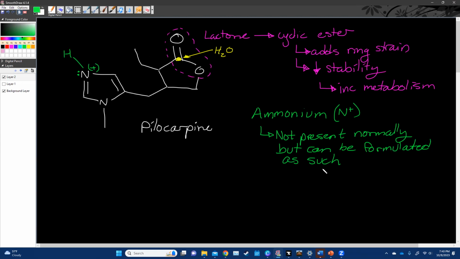So what this means is that if you had pilocarpine HCl, where the hydrogen from the hydrochloride is going to protonate that nitrogen, you're not going to cross into the blood, and you're going to have minimal systemic effects, which is where we get pilocarpine for glaucoma.